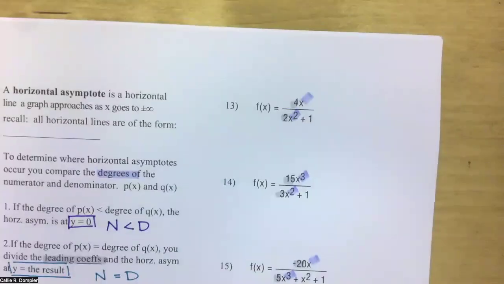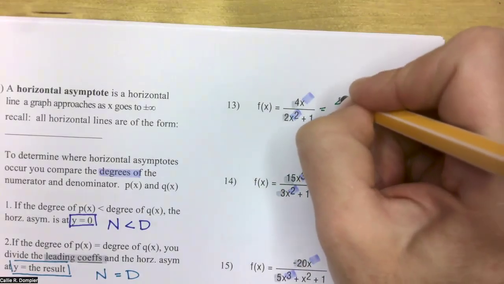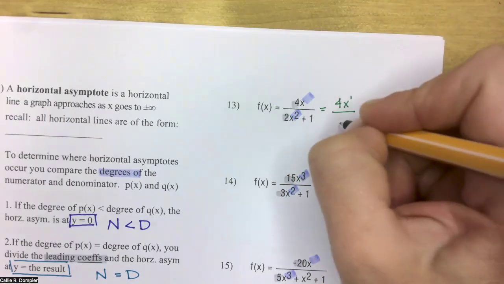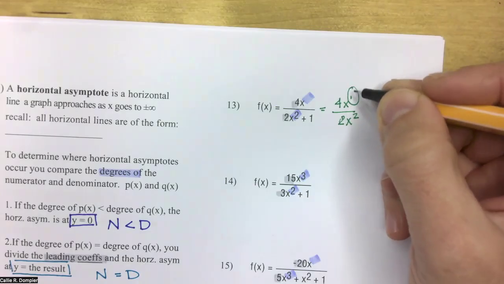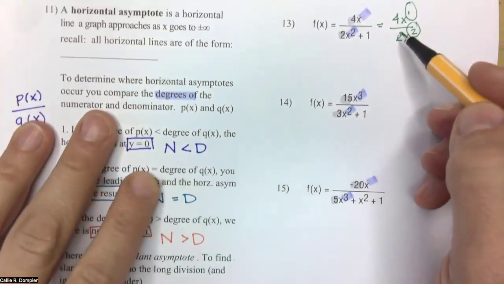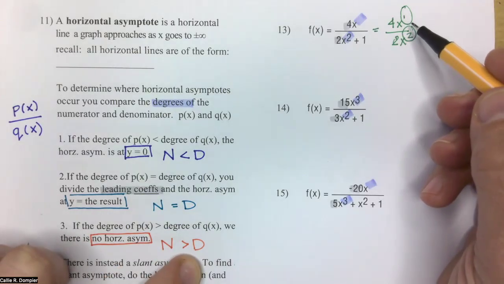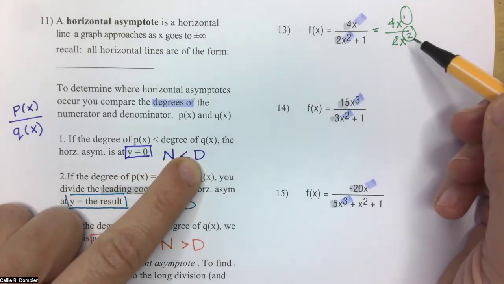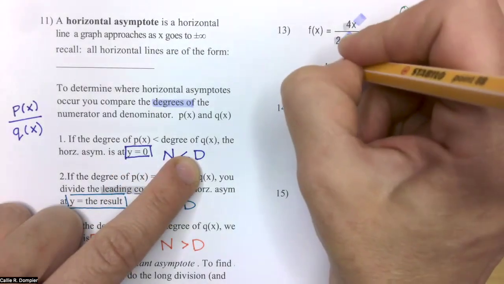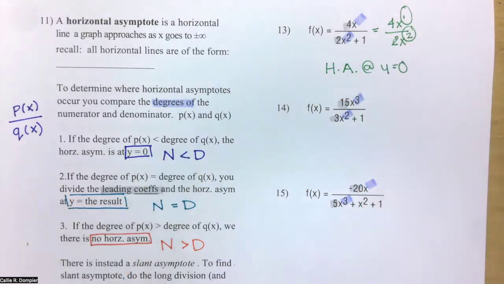All right. Number 13, we're just looking at our degrees. So we have 4 to the power of x times x to the power of 1 over 2 x to the power of 2. We're just looking at these guys. 1 and 2. And what are the rules? 1 is less than 2, 1 is equal to 2, or 1 is greater than 2. Which one is it? It is 1 is less than 2. So we're going to say that the horizontal asymptote is at y equals 0.